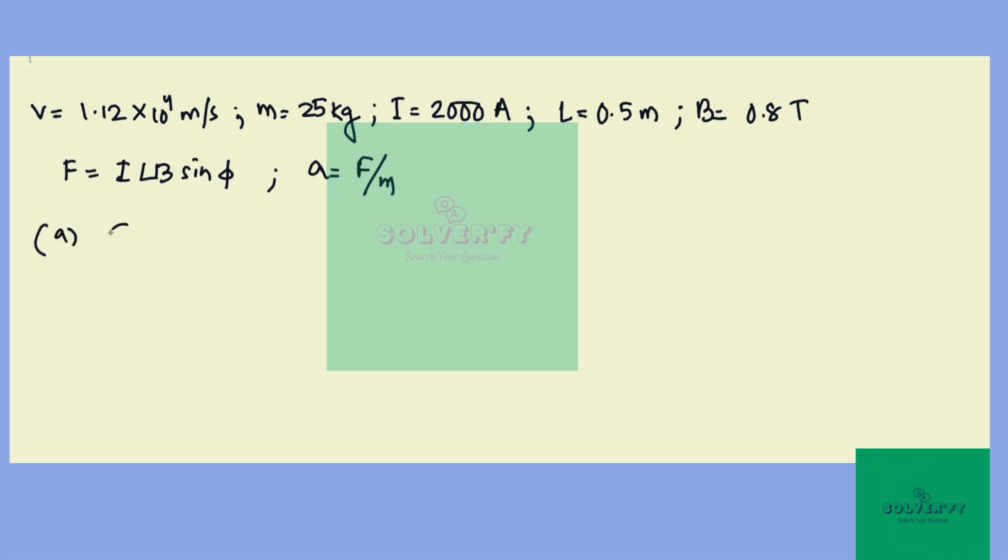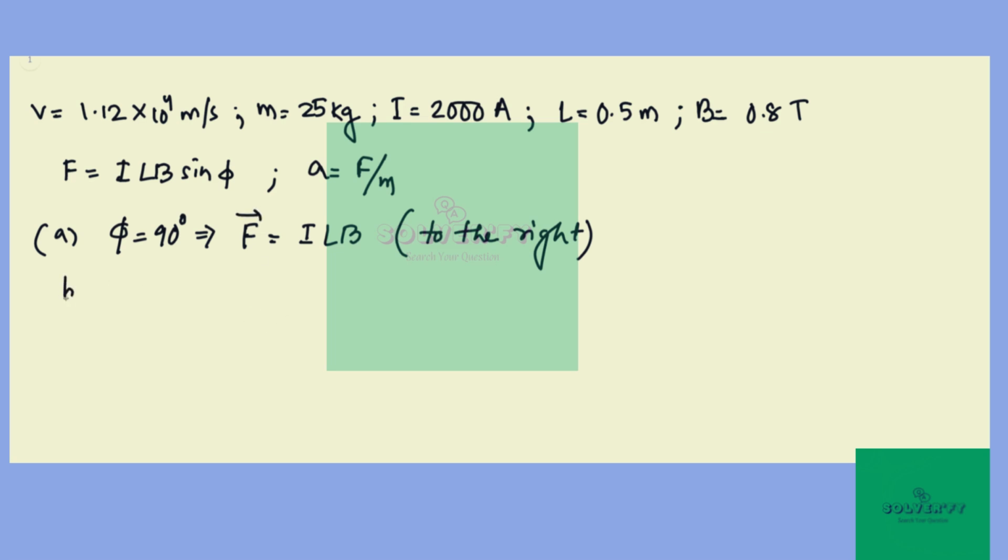So here phi is equal to 90 degrees, and the direction of force is given by the right hand rule. So the magnitude of force is just going to be I times L times B, and the direction is to the right. Let's mark it like that.